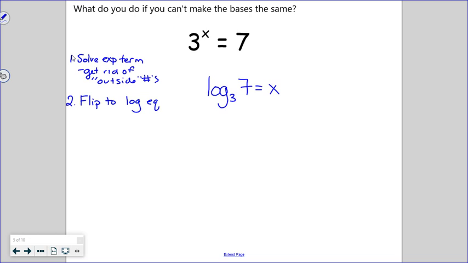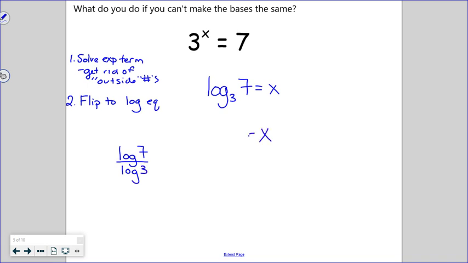You have one of two options. Your calculator either has the option where you can just type that in, or if you have an older operating system, here is your quick reminder of how you do change of base, which is why we learned this yesterday. Change of base, I could do as log of 7 divided by log of 3.